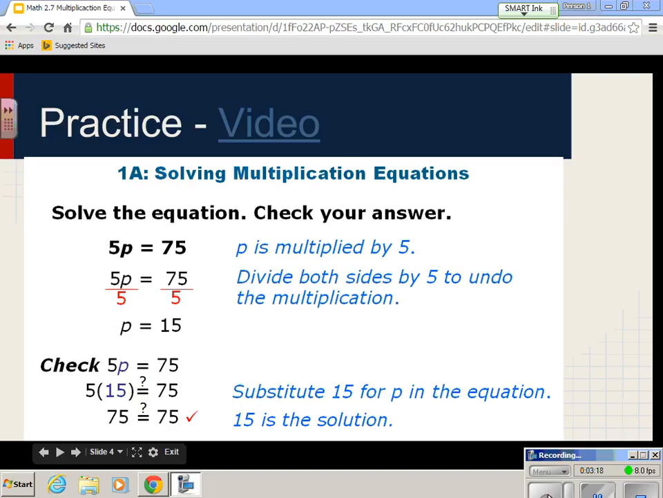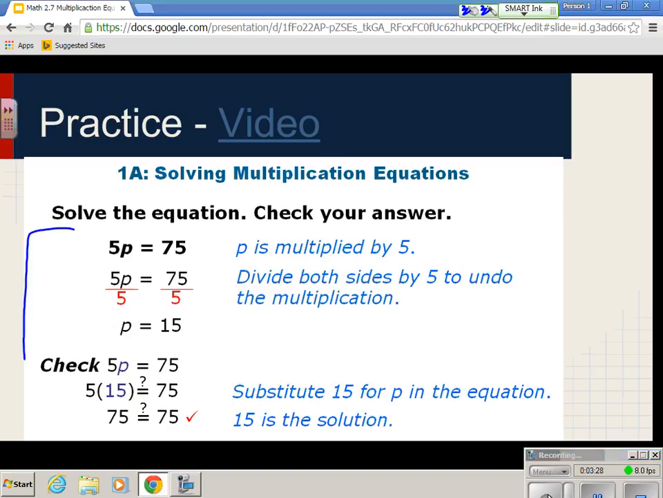All right, let's do a few practice problems together as we practice this inverse operation of multiplication equations. So again, I want you to write this stuff down as we go. This is going to be our problem we're looking at. The problem is 5p, or 5 times p, equals 75.